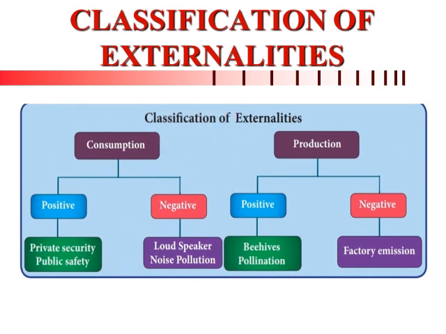Classification of externalities. So we have these externalities both in consumption and in production. In consumption you have two types, positive externality and negative externality. See, they have given the example for positive externality, private security and public safety. Examples for negative externalities are loudspeaker and noise pollution. See the production side, here too you have the two types, positive and negative. Example for positive is beehive pollination. Yes, it is the best example. And from the negative side, factory emission.